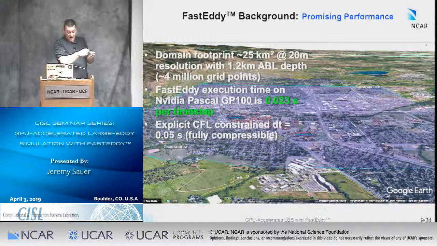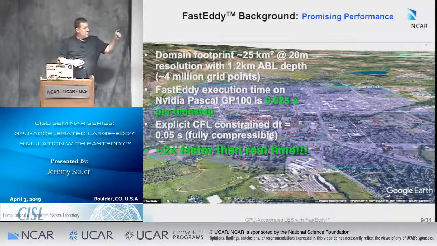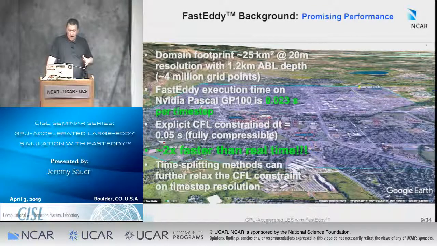So what that means is, even as a fully compressible code, on one GPU we could do that much space at 20-meter resolution almost twice as fast as real time. So that's very promising performance for one socket, so to speak.